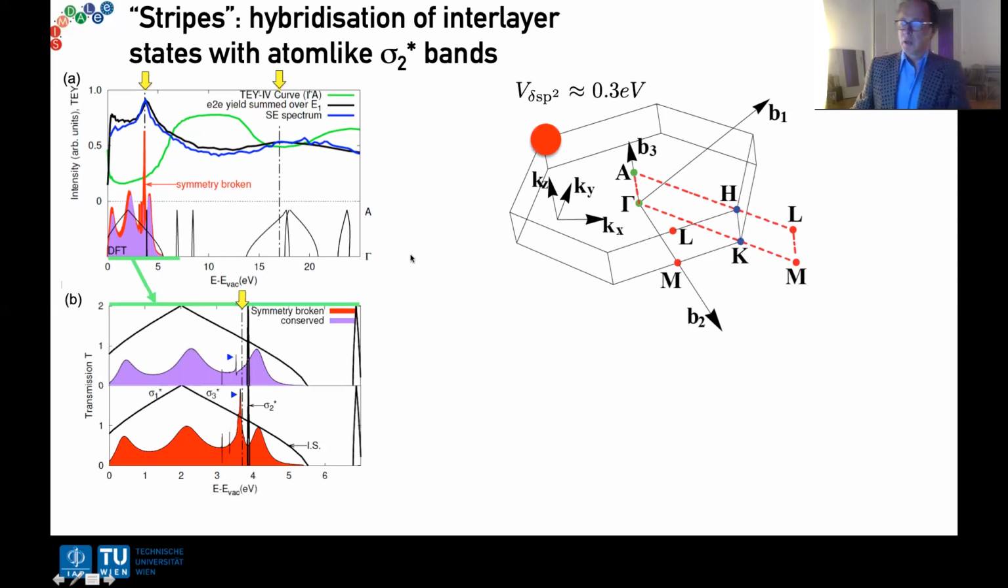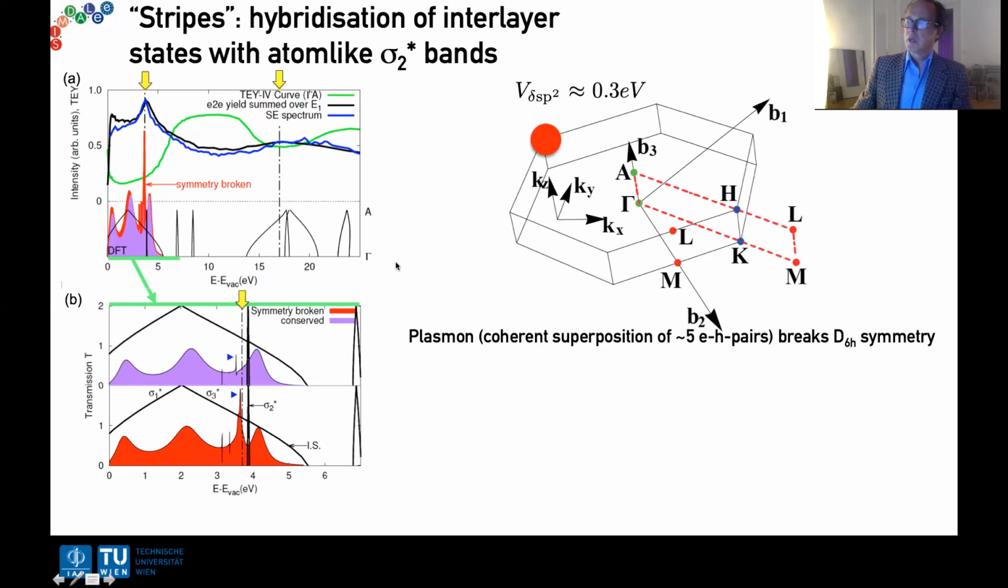However, if we then superpose a small perturbation voltage of 0.3 eV on one of the three equivalent sp2 orbitals, we get the result shown in the lower panel here. And we see that a very strong resonance forms exactly at the energy where we observe these stripes in the coincidence spectra, or the energy where this mystery peak in the literature has been appearing over the past 50 years. So how can we explain this?